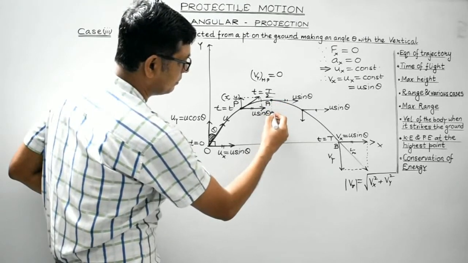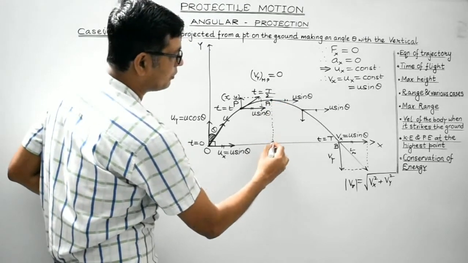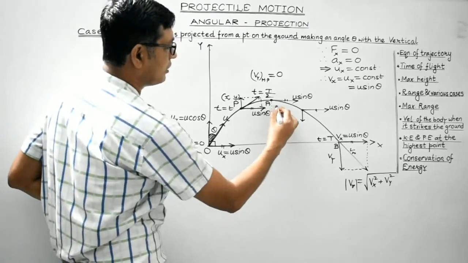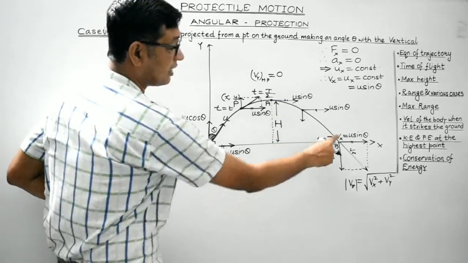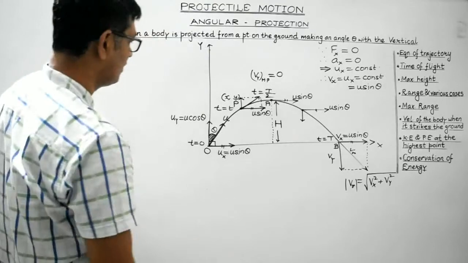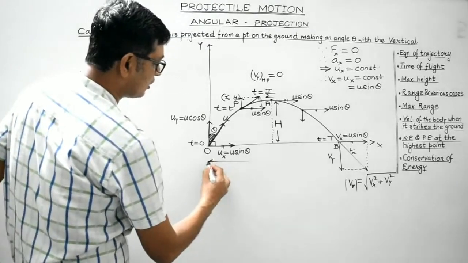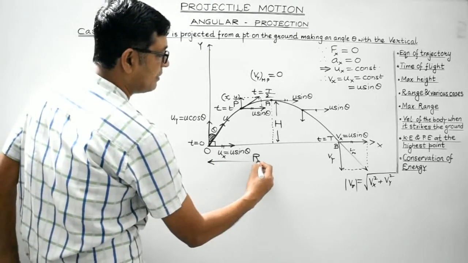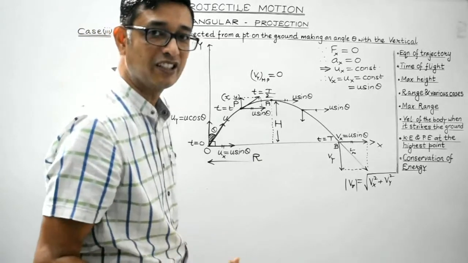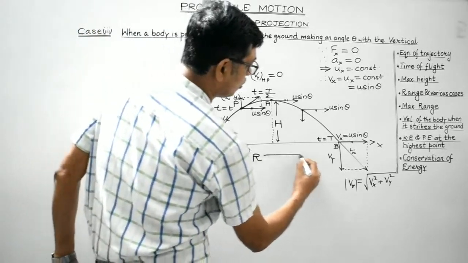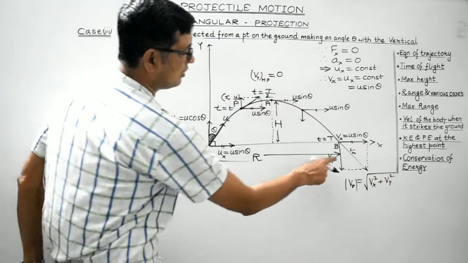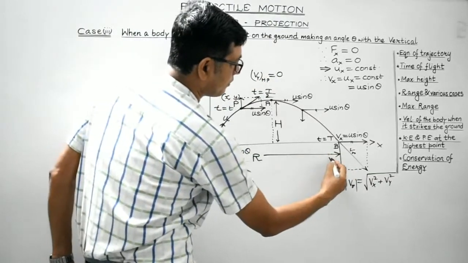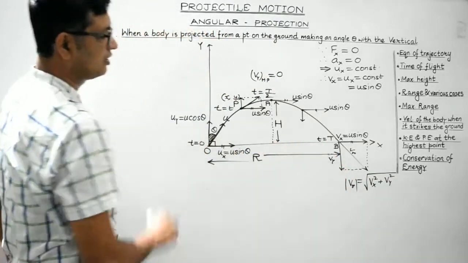Since now the diagram is complete, let us denote the terms with proper symbols. This is the maximum height attained by the projectile. It can be represented by capital letter H. T, as I have stated, capital T is the time of flight. The horizontal distance which the projectile covers in the time during which it remains in air or space is known as the range. So R is the range.